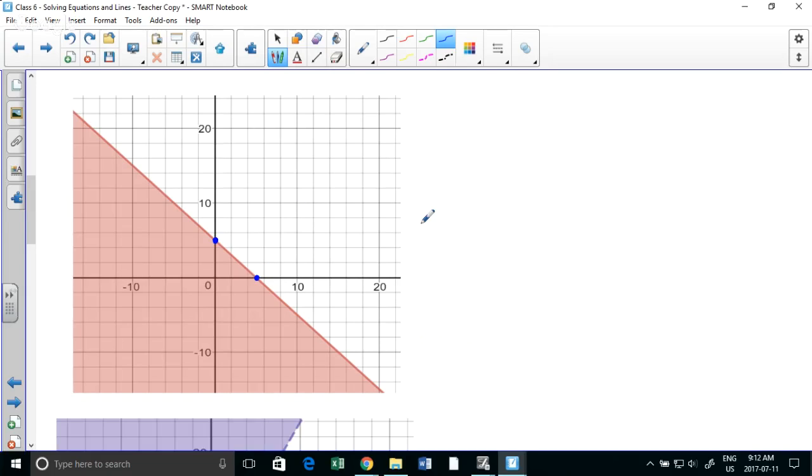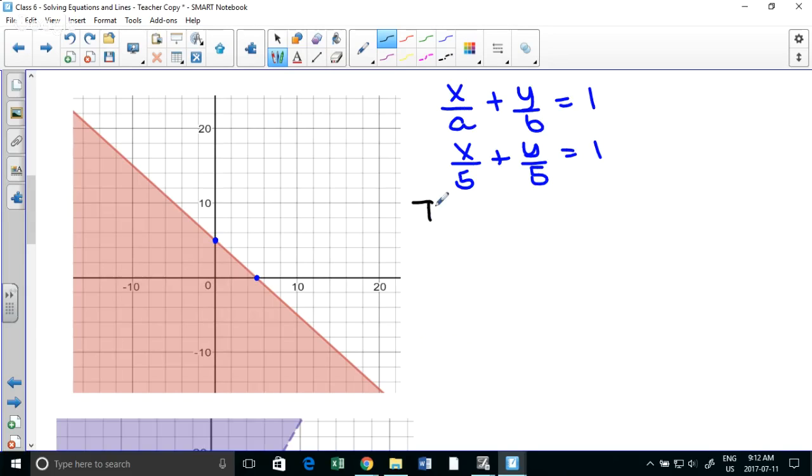So this is where your tools for symmetric form come in handy, because I can have x over a plus y over b equals 1. And if I have 5 and 5, I don't even have to do anything. This is a legitimate rule. That's symmetric form, exactly. So that's actually one of the benefits of understanding symmetric form: you just find the two intercepts and plug them right in.